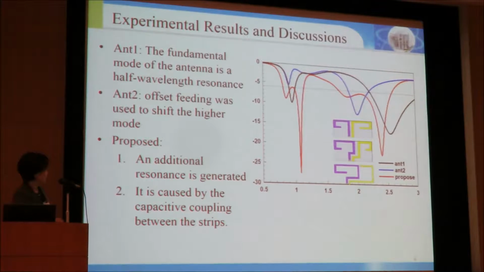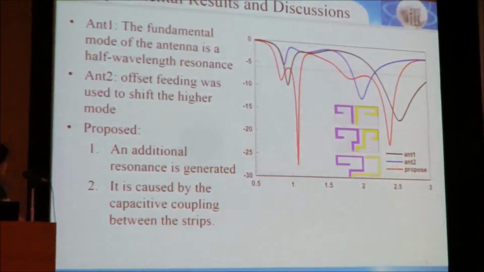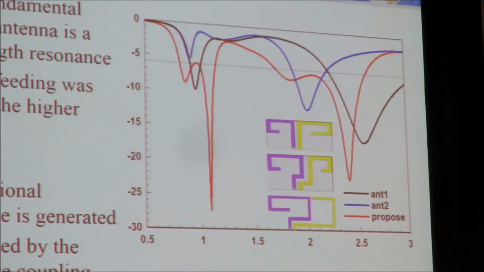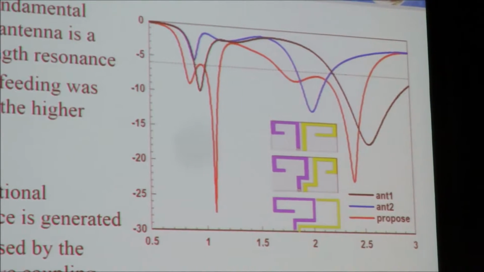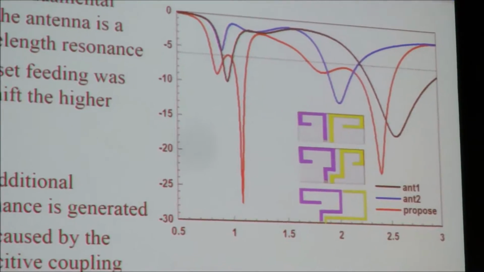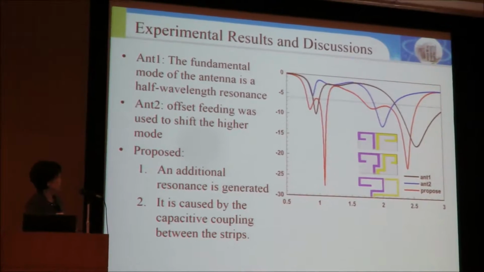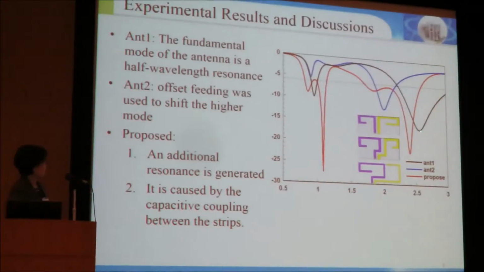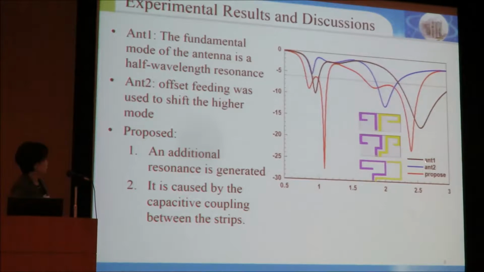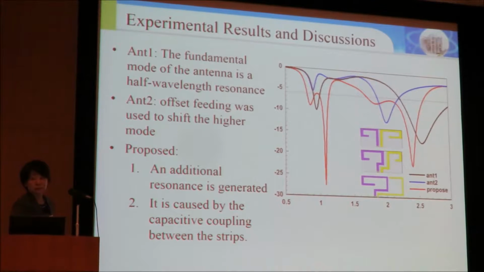For antenna 2, we added an additional portion close to the feeding. This introduced an effect of offset feeding. We know that offset feeding can shift the higher mode toward low frequency. Comparing the black line and the brown line, we can see that the higher mode is largely shifted from 2.6 to 2.0.